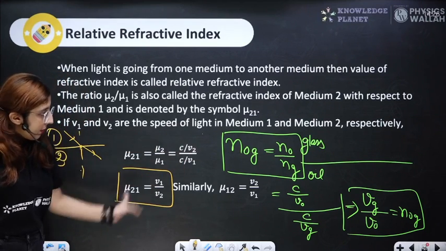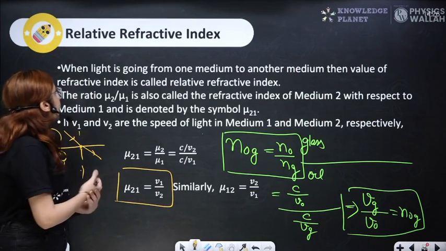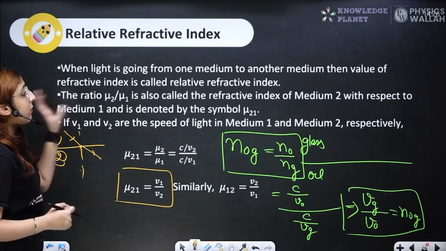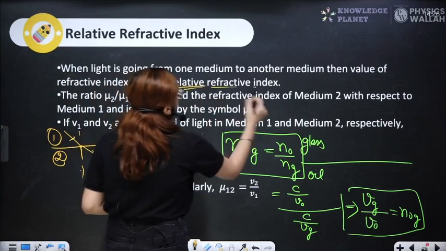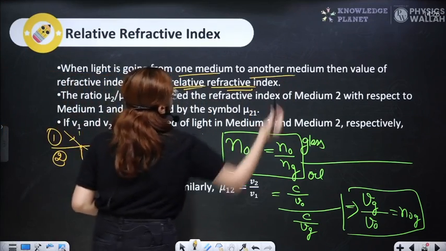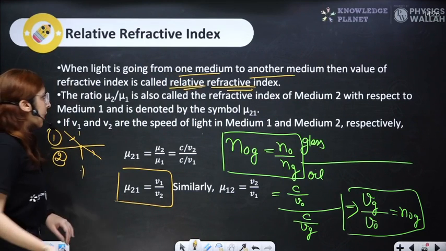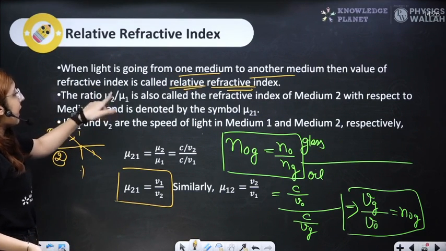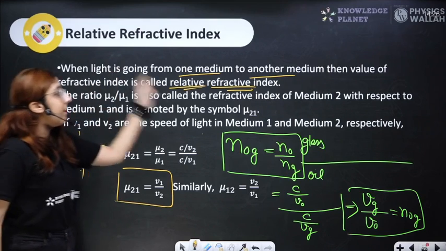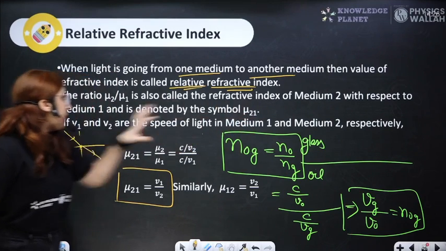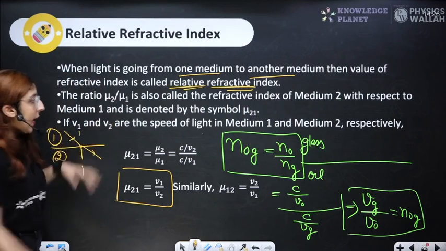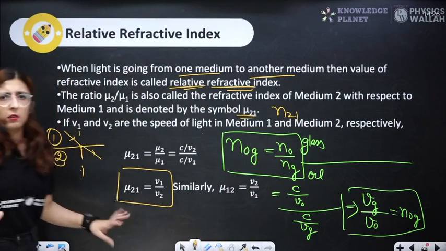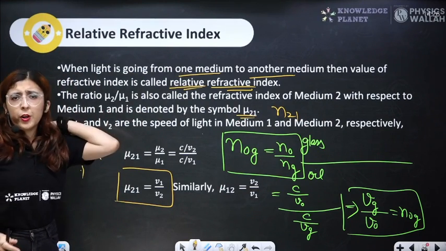Similar case. So when we talk about light going from one medium to another medium, then the value of refractive index is called the relative refractive index from medium 1 and 2. Okay, and the ratio of the refractive index of medium 2 by refractive index of medium 1 is also called the refractive index of medium 2 with respect to medium 1. And the symbol will be simple, similar. Any of the two you can use.